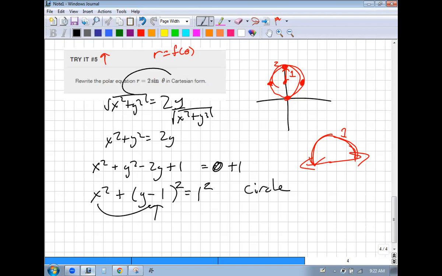But we want to be able to get to where we can look at that and be like, okay, yeah, that's a circle of radius 1 just as easily as we can look at this and say that's a circle of radius 1 that's been moved up.